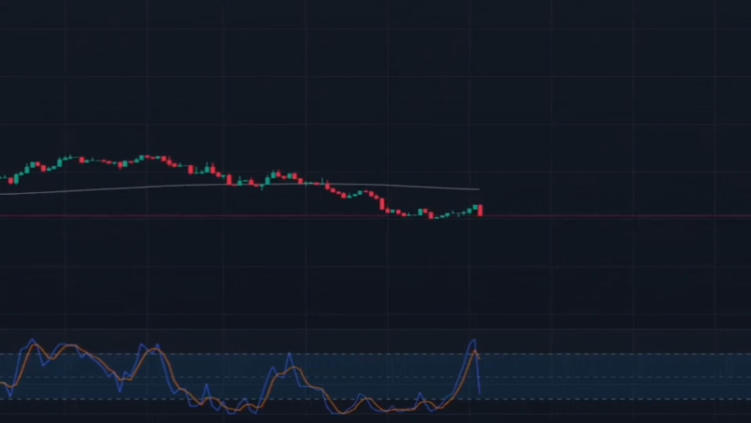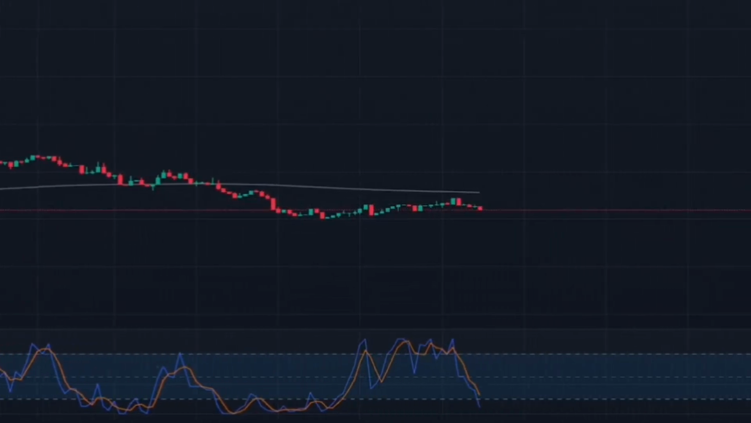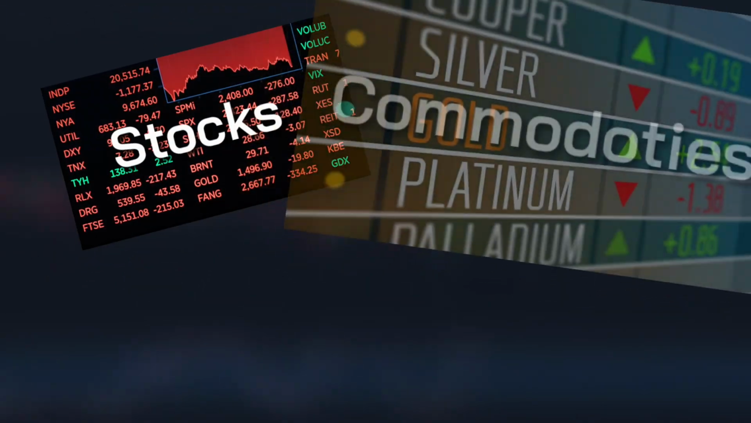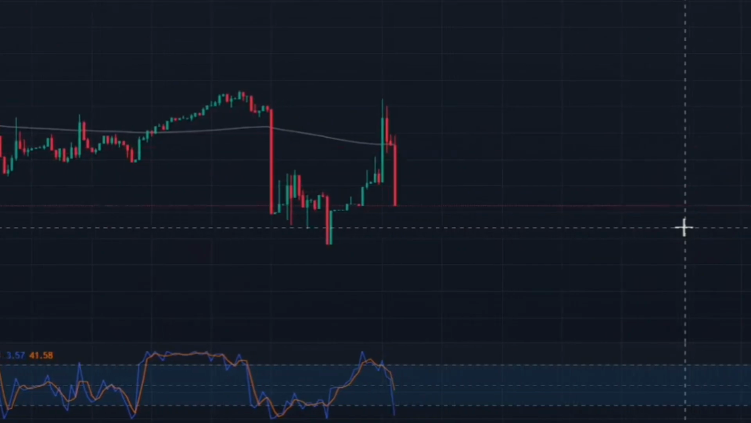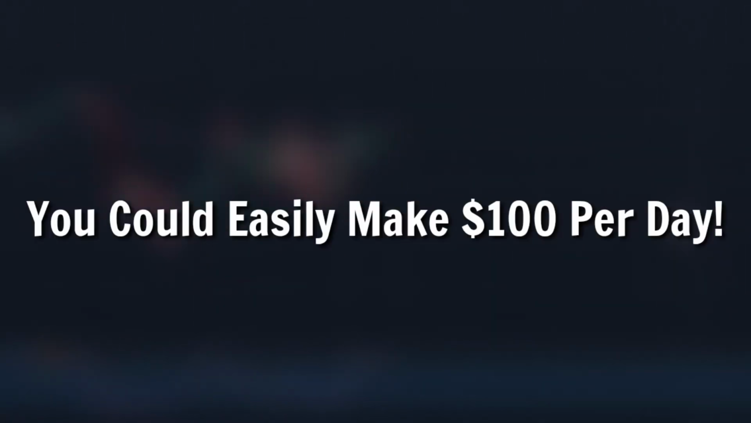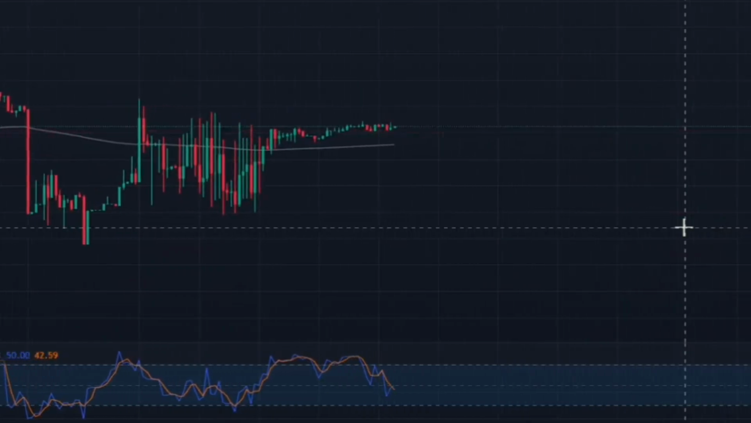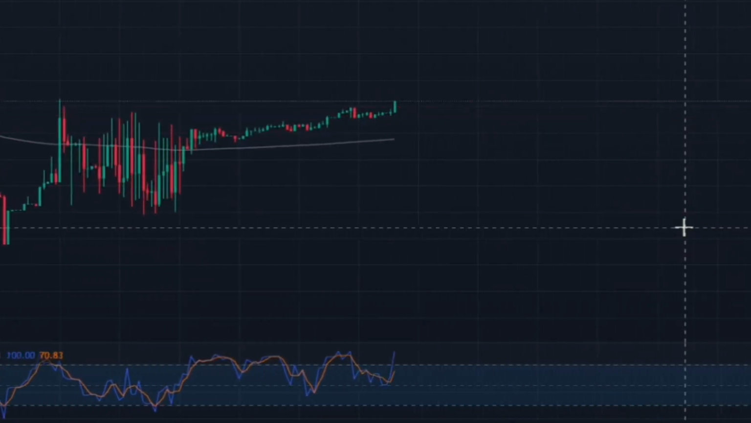And that's 3 out of 3. That's how we do it. With this strategy, you can trade absolutely anything from stocks to commodities to indices to currency pairs, even crypto. If you're consistent and you stick to the rules of the strategy, you could easily make $100 per day. Yes, you heard that correctly. The strategy is that damn good.